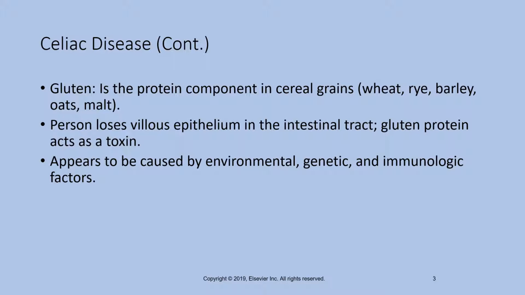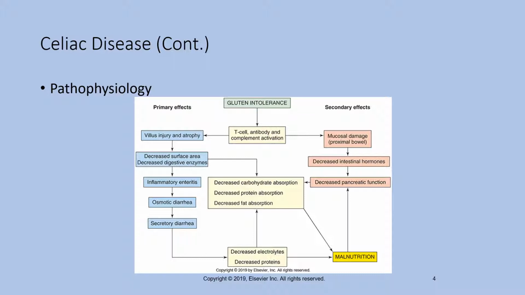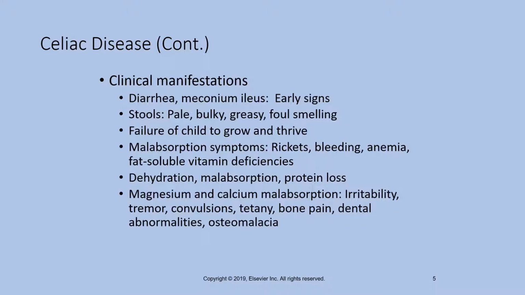Gluten is a protein component of grains, namely wheat, rye, and barley. The person loses villus epithelium in the intestinal tract. Gluten protein acts as a toxin. It appears to be caused by environmental, genetic, and immunological factors. So it's relatively rare. So you have gluten intolerance, you have the T-cell overreaction, villus injury, decreased carbohydrate absorption, mucosal atrophy, and malnutrition.